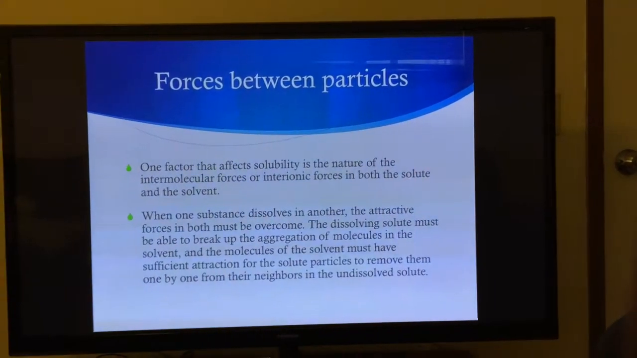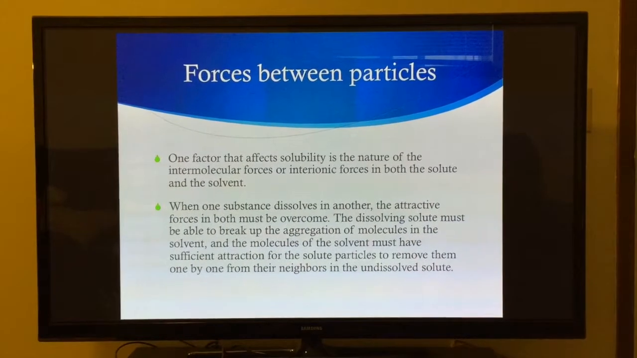Hi, this is Tiffany. I'm going to talk about three things that affect solubilities. The first one is forces between particles.